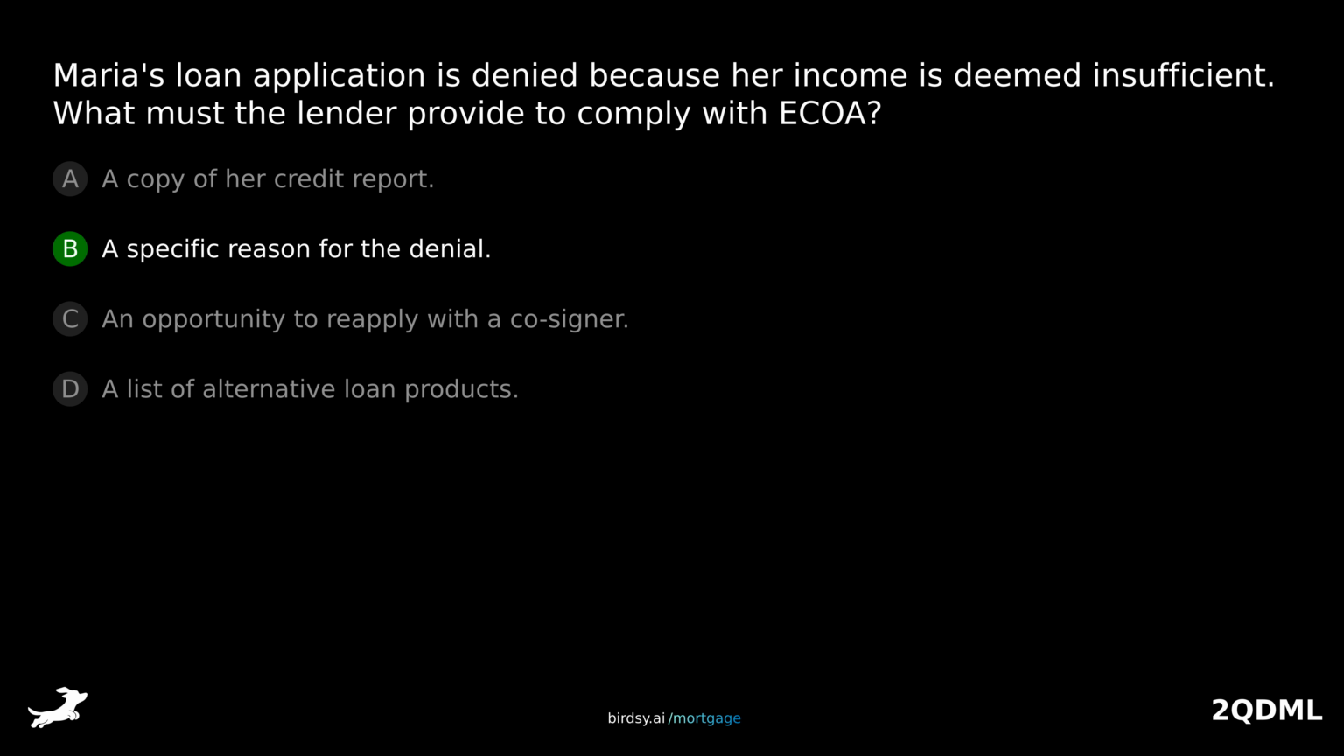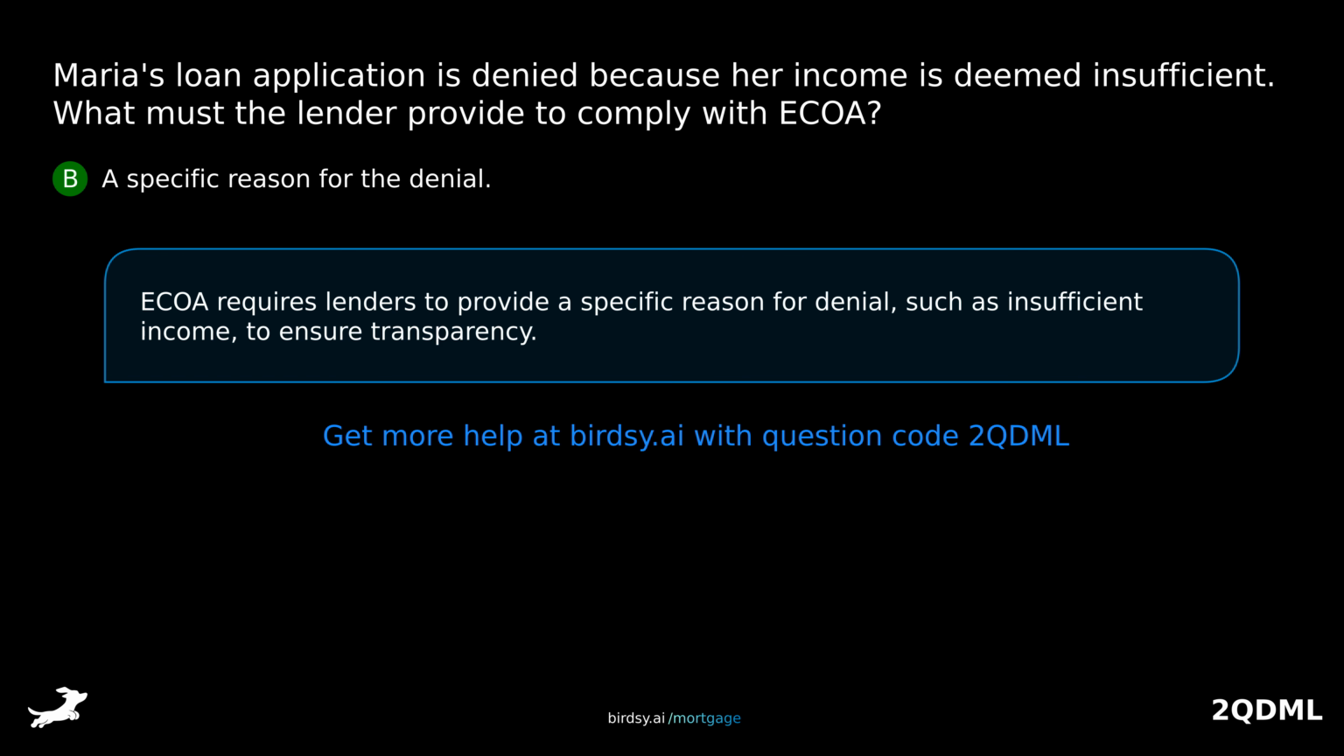The answer is B, a specific reason for the denial. ECOA requires lenders to provide a specific reason for denial, such as insufficient income, to ensure transparency.